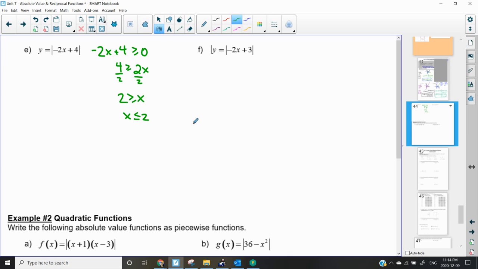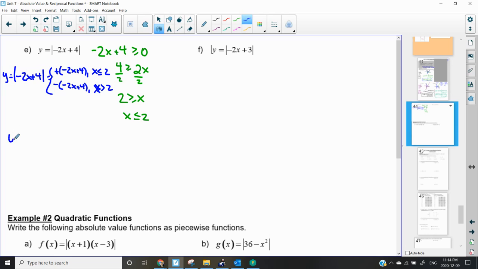So if I were to sketch my graph, when x is less than or equal to 2, my function would be positive. And on the reverse of that, when x is greater than 2, my function is going to be negative. So writing that out, I'm going to have y equals the absolute value of negative 2x plus 4, and my function is going to be positive when x is less than or equal to 2, and my function is going to be negative when x is greater than 2.